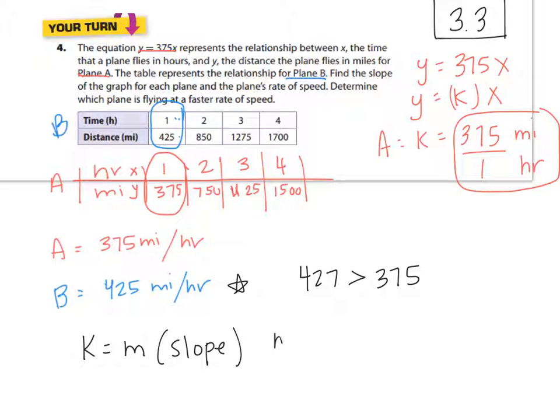Because m is our change in y. Remember this little triangle symbol here represents change in y over change in x. Our change in y for plane A is 375 over 1, and our slope for plane B is 425 over 1 also. So we've compared those slopes.